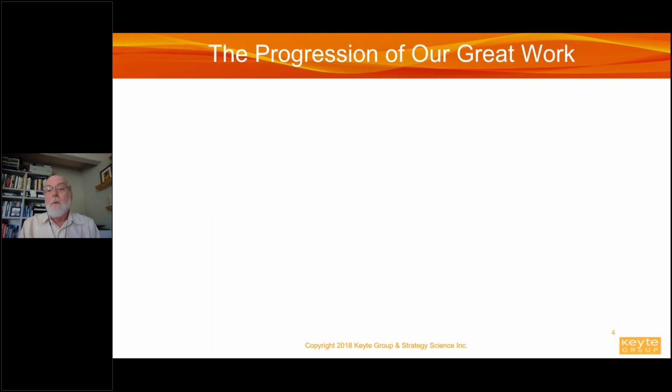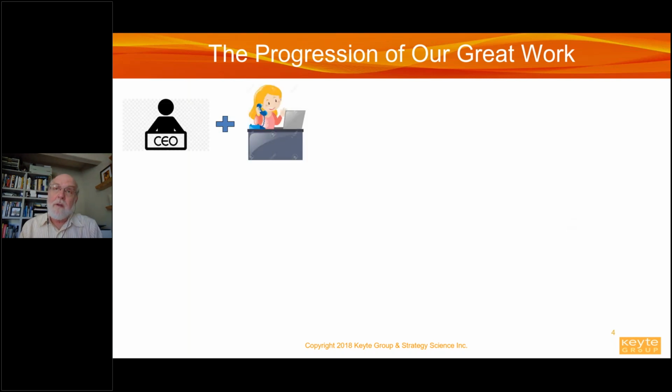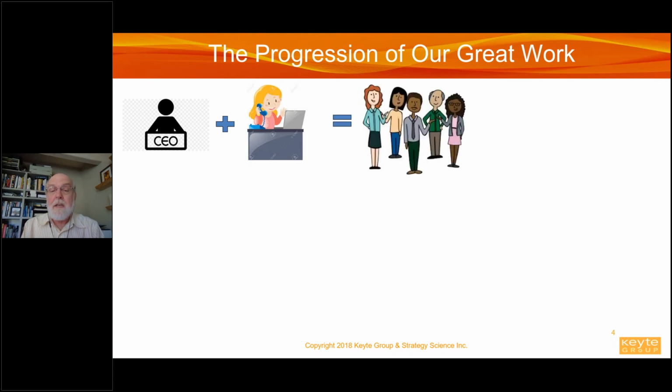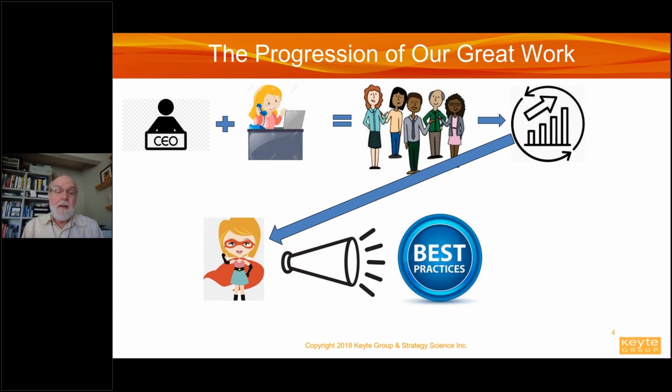So as we move forward, we'll do the progression of great work. And we start off by saying, hey, somebody important gives you a call. And they say, hey, we have a problem. Fine, I think I can help. And your next activity is to find a team. And then you work with this team, and they create some really cool results, which in turn creates you blowing the horn and shouting out the best practices that have just been achieved. So that's a thumbnail sketch of what I see as a typical engagement, which is great.